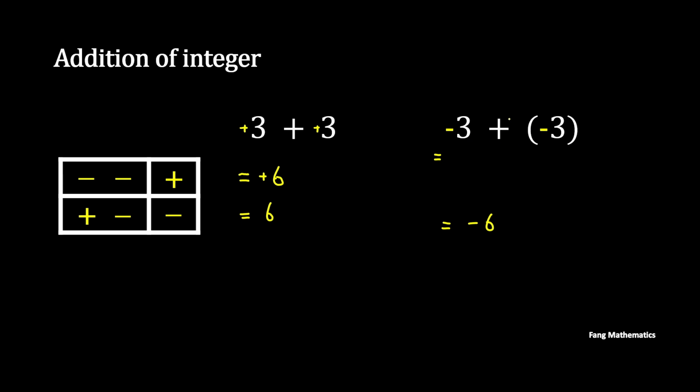So what can we conclude from this case is that if you are to look at the two numbers being added together, if they are of the same sign, we can just ignore the sign first. We perform 3 plus 3, that is equal to 6. And since both the signs are negative, we attach the negative to our final solution.